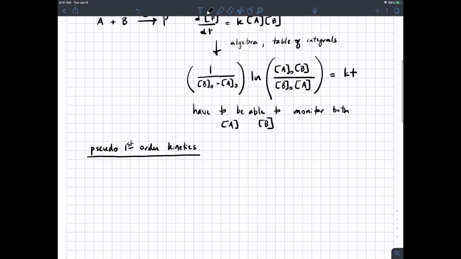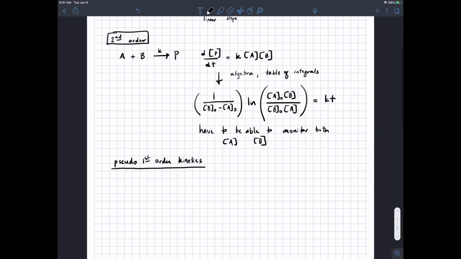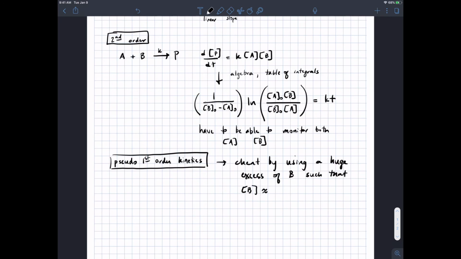So one of the things you can do in a case where you've got a reaction like this and you don't want to have to monitor two things is you cheat by using a huge excess of B such that at any given point during the reaction, B is basically constant. All right? And as an example of what kind of excess gives you this situation, perhaps like tenfold excess B.